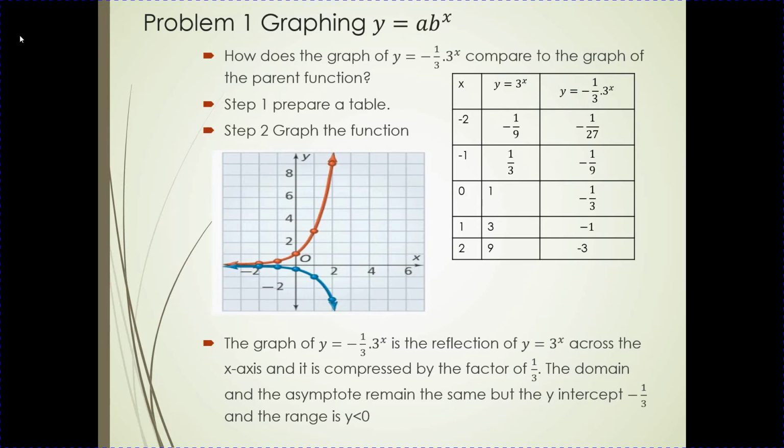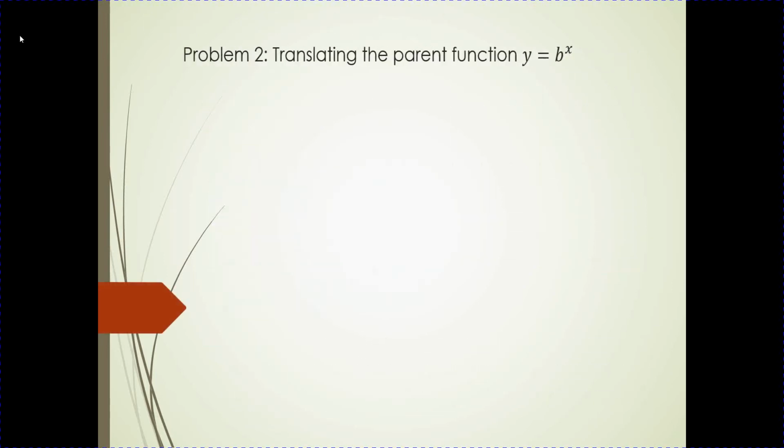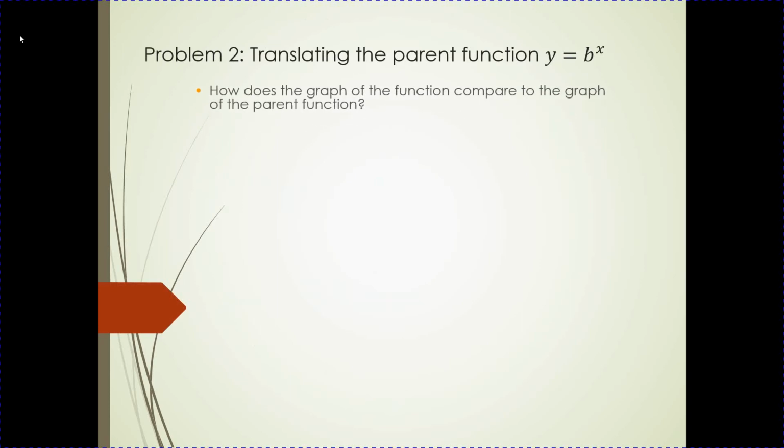Okay, so in this way we can compare the graph of each of the functions. This is problem 1. Let's go to problem 2. Problem 2 is about translating the function y is equal to b to the power of x. How does the graph of the function compare to the graph of the parent function? This is the function y is equal to b to the power of x minus 4.